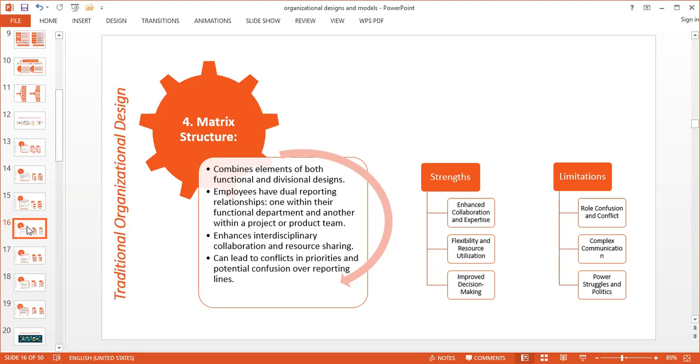It enhances interdisciplinary collaboration and resource sharing, but can lead to conflict in priorities and potential confusion over reporting lines. The strengths of matrix structure are enhanced collaboration and expertise, flexible resource utilization, and improved decision making. While limitations of matrix structure are role confusion and conflict, complex communication, power struggles, and politics.